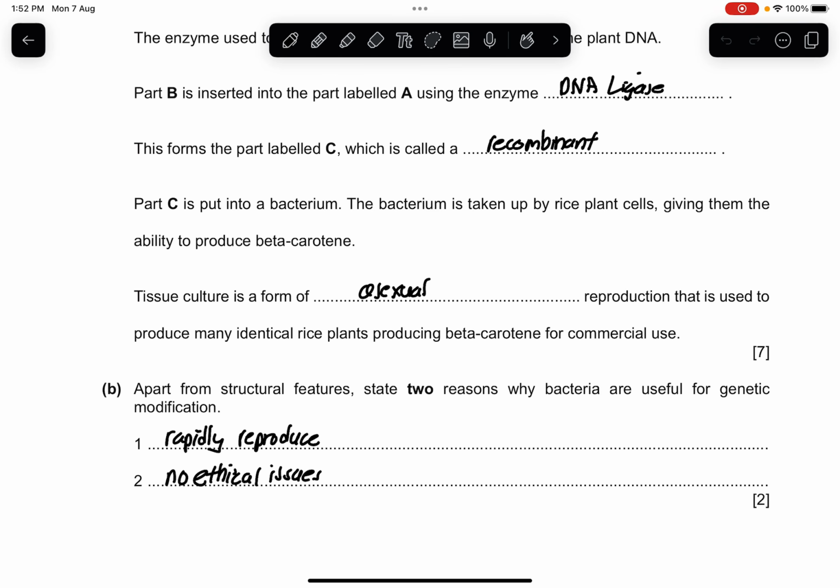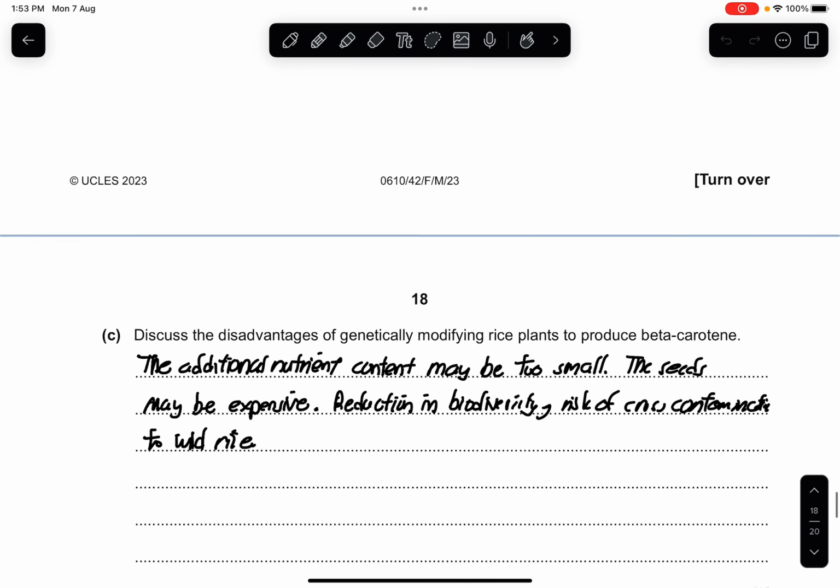1 correct, you get 1 mark. For part B, apart from structural features, state 2 reasons why bacteria are useful for genetic modification. Because they reproduce rapidly and there are no ethical or welfare issues.